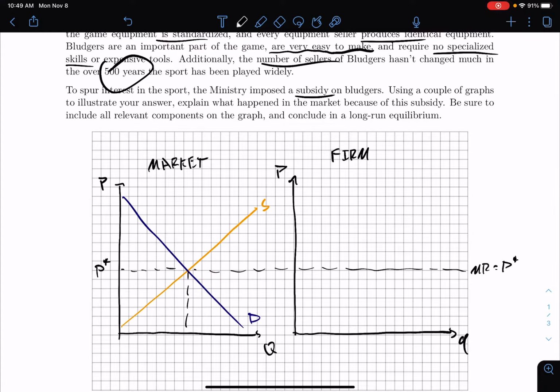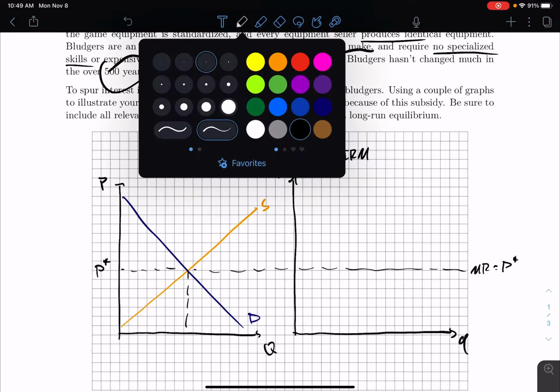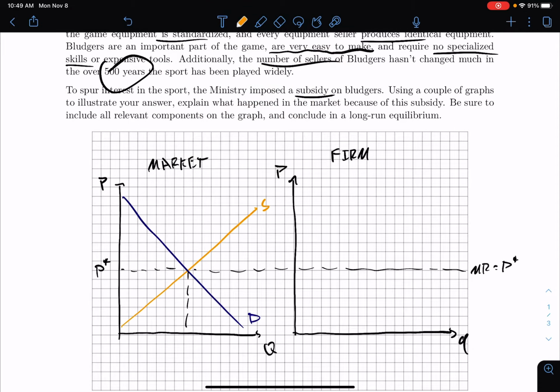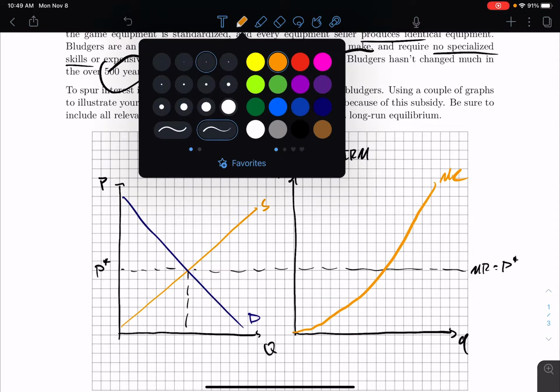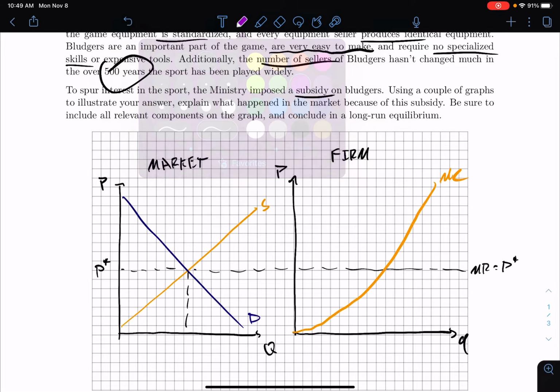But here, we're going to set up our marginal cost curve. And then let's just draw in our average total cost curve. Now, because we know the number of sellers hadn't changed much in a long time, we know we're in long run equilibrium.